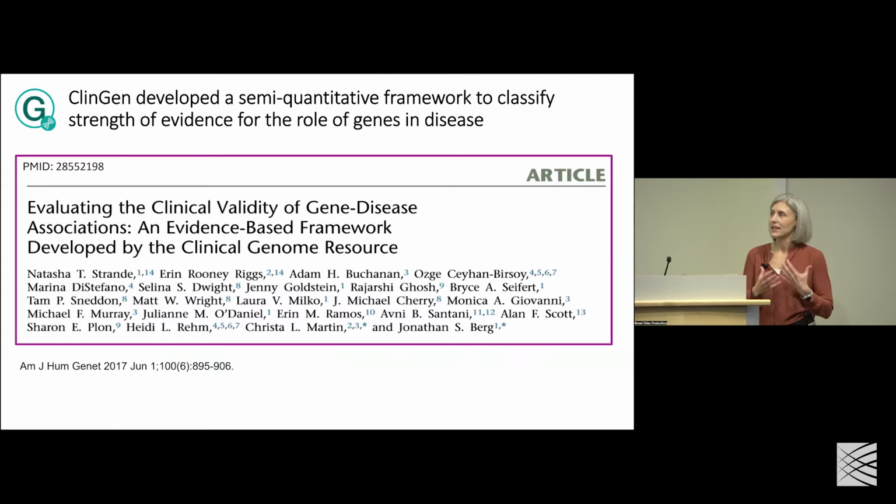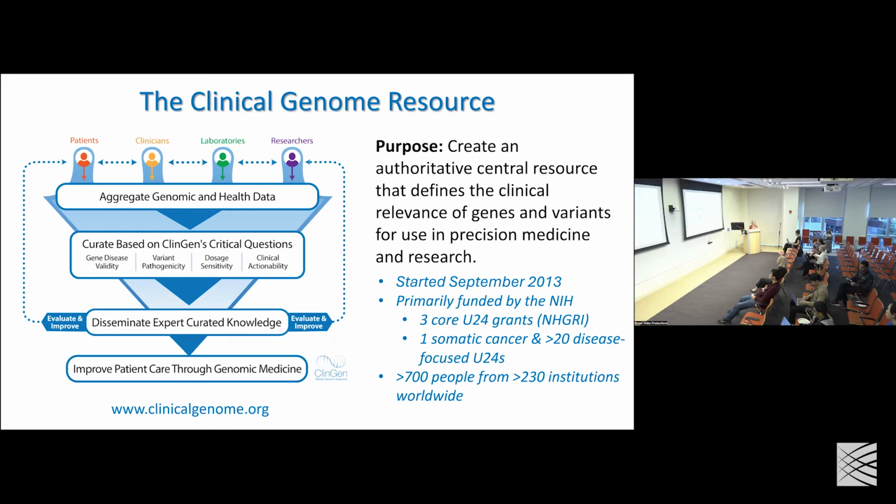So to begin to standardize the field in this respect, the Clingen group has put out this nice evidence-based framework for classifying gene disease validity. Before I go into that, we're going to talk a lot about Clingen today. So let me just introduce what Clingen is.